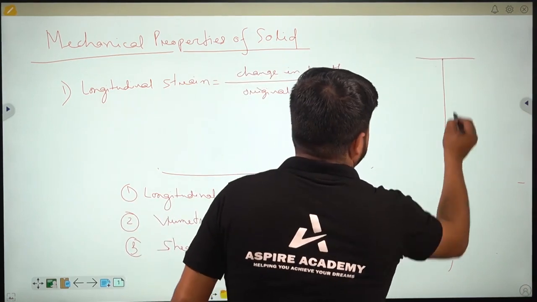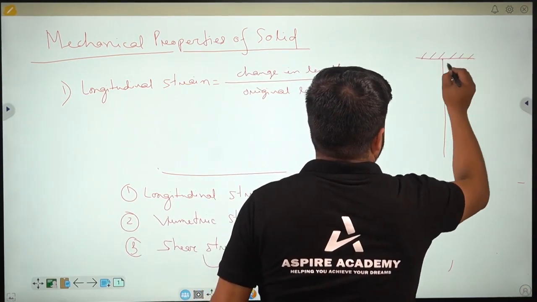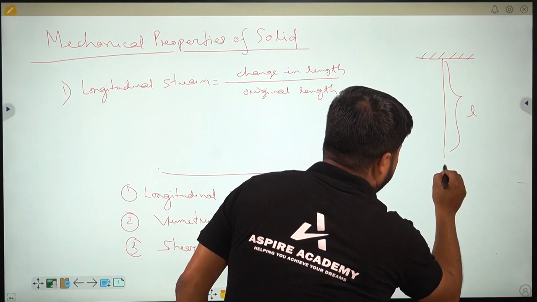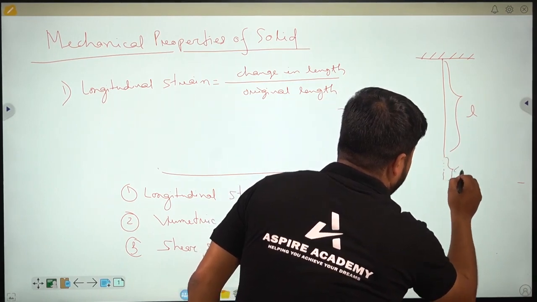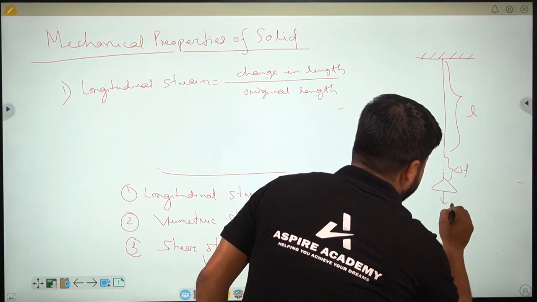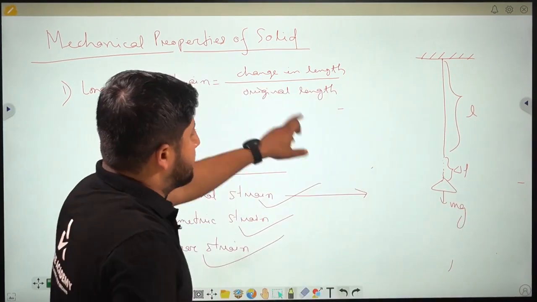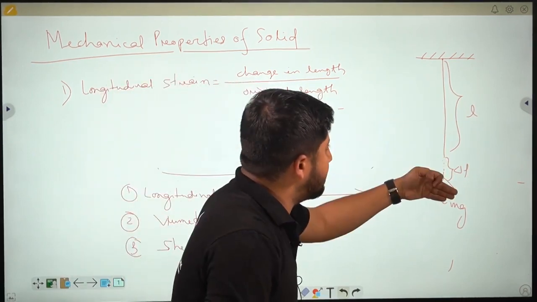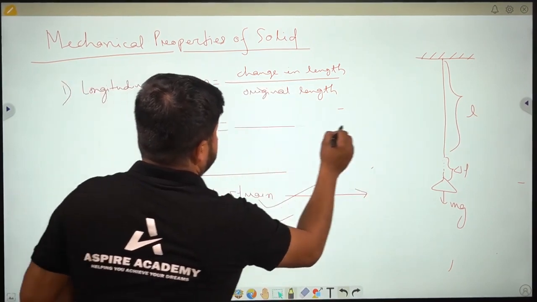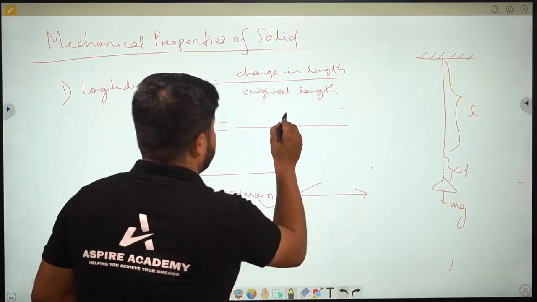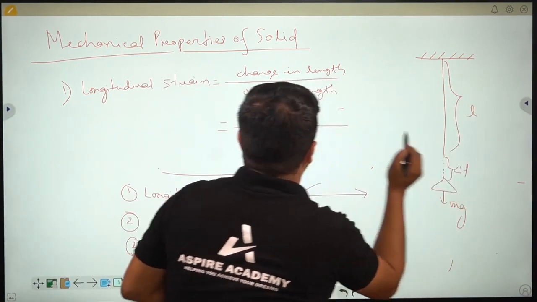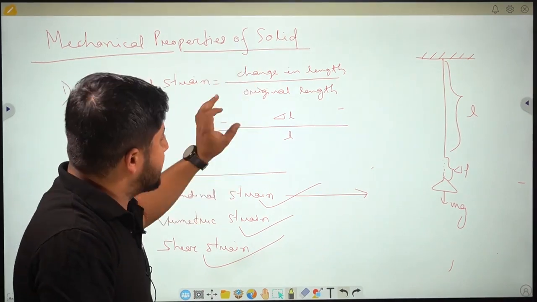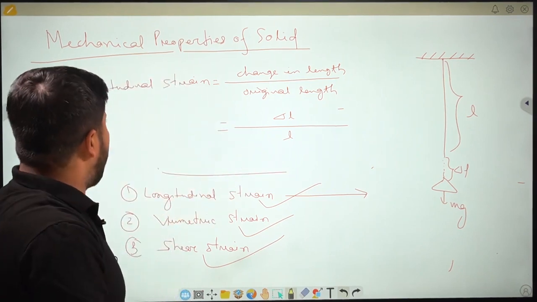Suppose we have a length, and this length is L. If we apply weight here, this much of length will increase. This is called del L. So if we apply a force here, this is the change in length. How can we represent this? Change in length is del L. Original length is L. So longitudinal strain means change in length to the original length, which is del L by L. This is the formula for longitudinal strain.